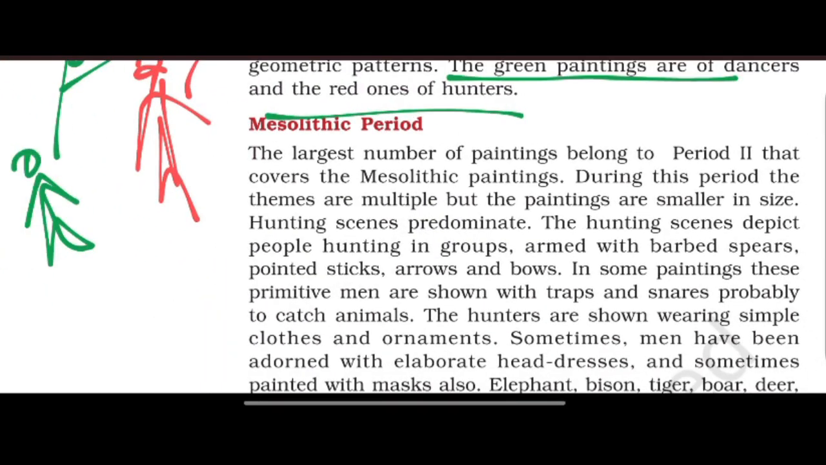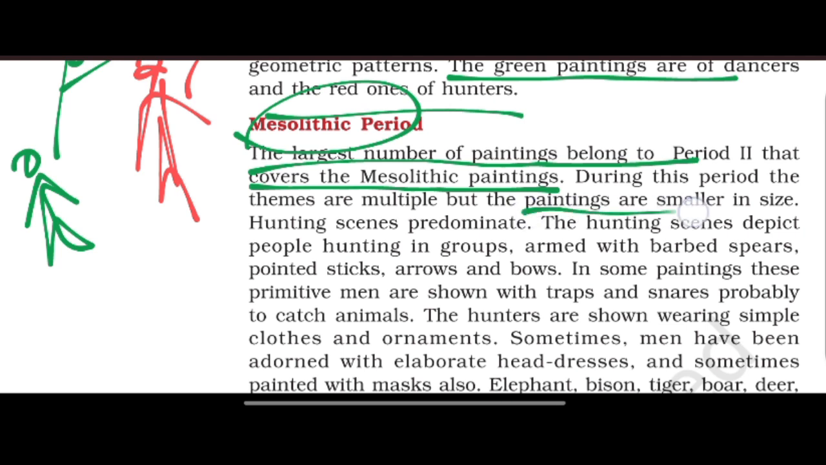the largest number of paintings belong to period 2, that is your Mesolithic paintings. During this period, the themes are multiple, but the paintings are smaller in size. In Mesolithic phase, there are multiple types of paintings, but the paintings are very small in size. And hunting scene was predominant.